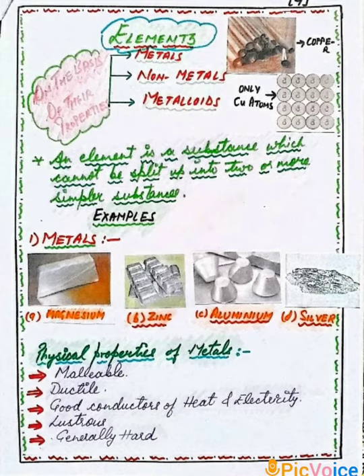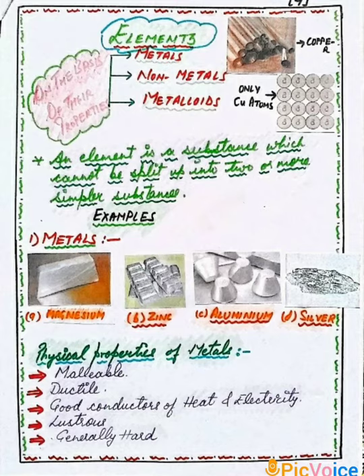For example, just 100 milligrams of a highly ductile metal like silver can be drawn into a thin wire about 200 meters long. Thus, ductility is another important characteristic property of metals.